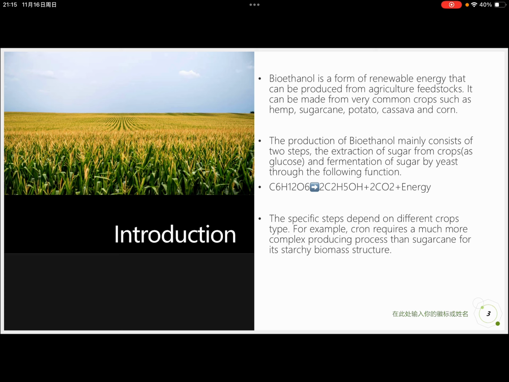The production of bioethanol mainly consists of 2 steps: the extraction of sugar from crops and fermentation of sugar by yield through the folding function, which we have all learned from the lecture. The specific steps depend on different crop type. For example, corn requires a much more complex producing process than sugarcane for its starchy biomass structure.